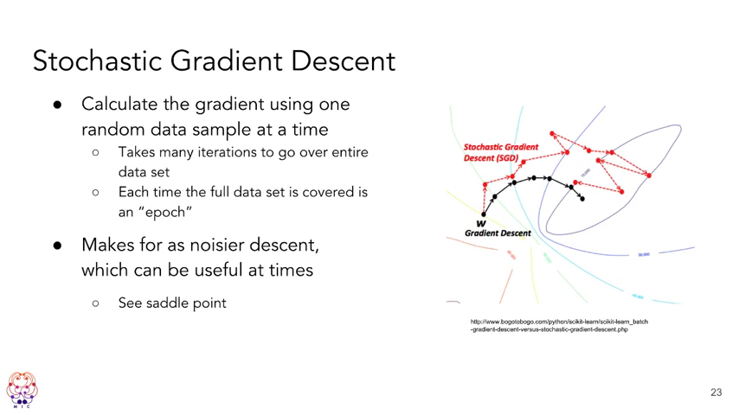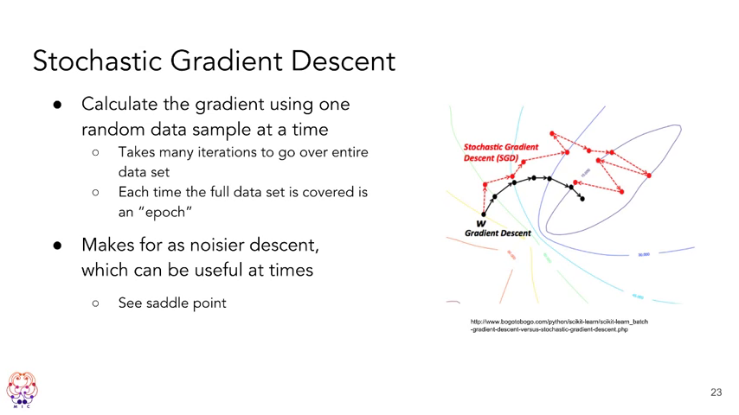And then there's stochastic gradient descent. The difference between batch gradient descent and stochastic gradient descent is essentially that you're only using one data point at a time to calculate that gradient. So it's going to take you many iterations to go over the data set, but you're taking a step every time you use just one data point. While one data point might lead you in a different direction than the average of the entire data set, it's still eventually going to take you to the location that you want if you do it a large number of times. Again, each time through the full data set is an epoch.